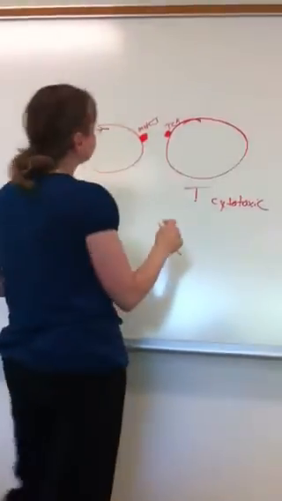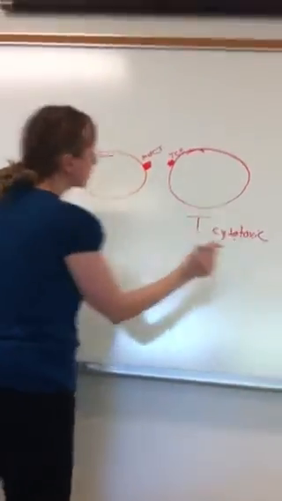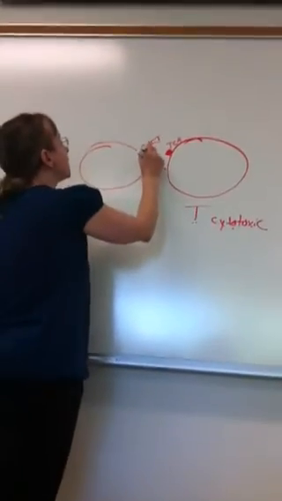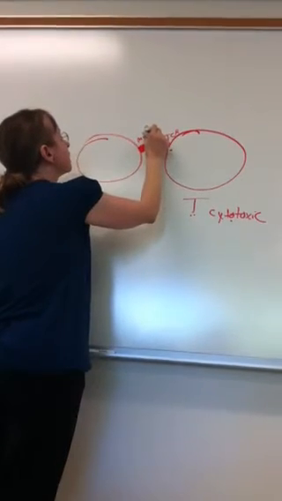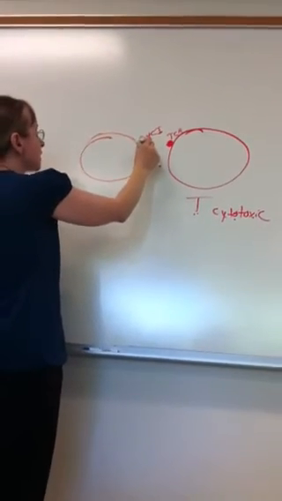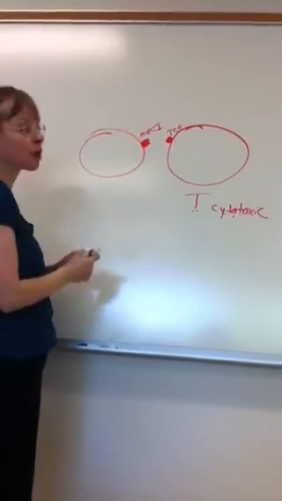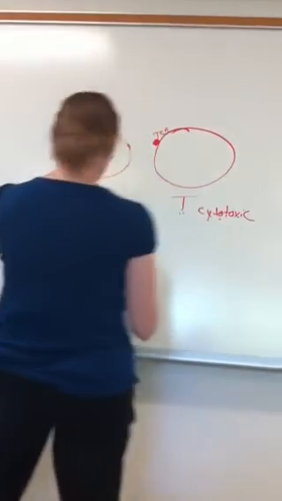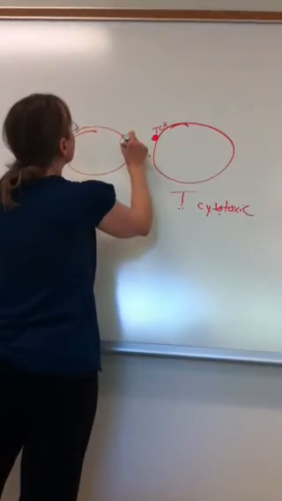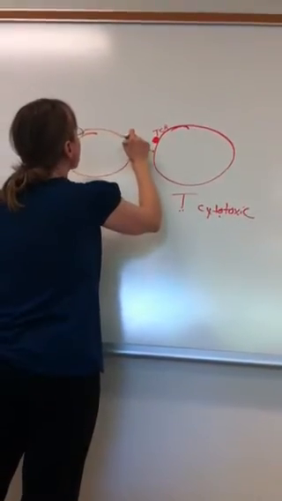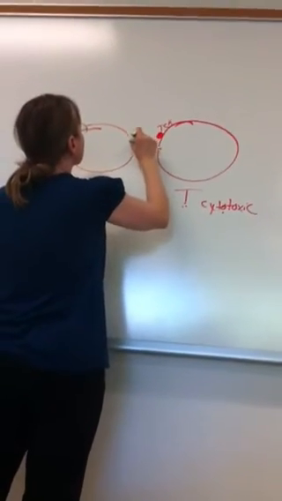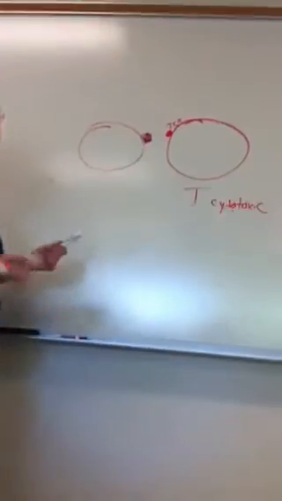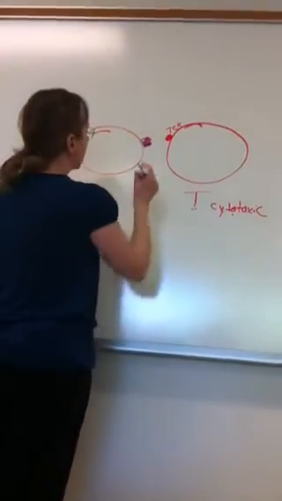That always makes sense. So your T cytotoxic cell recognizes what? MHC class 1. So here's MHC class 1 now. It's a different marker, so I should color it differently. There's a little antigen in here, so there's your class 1.